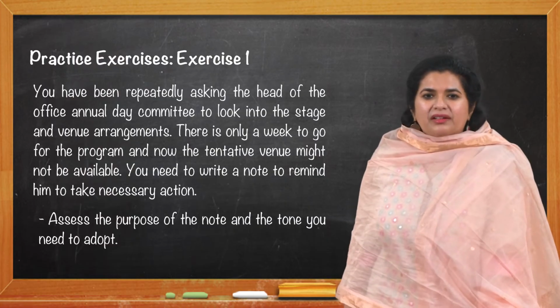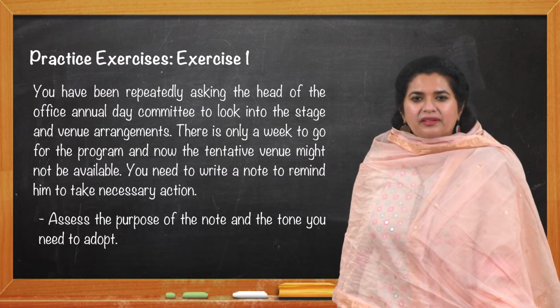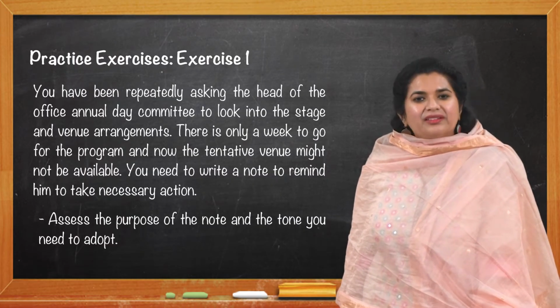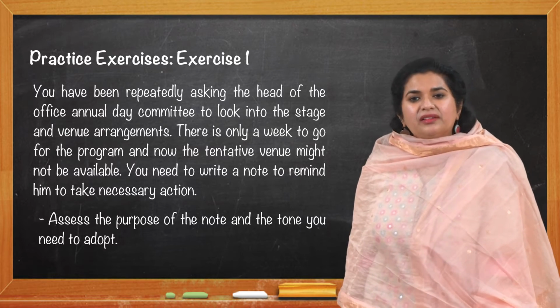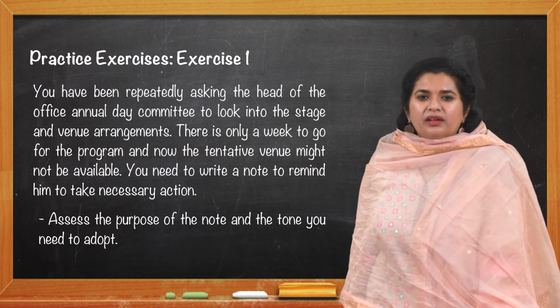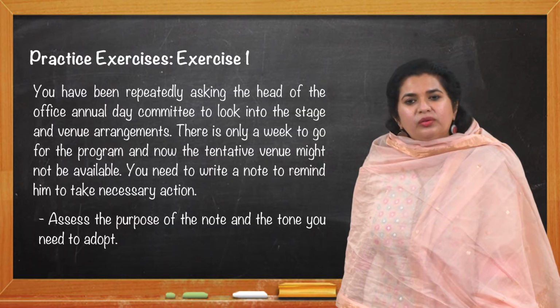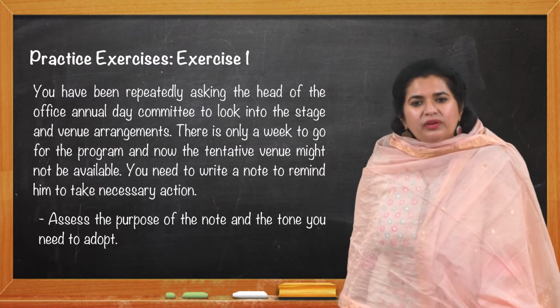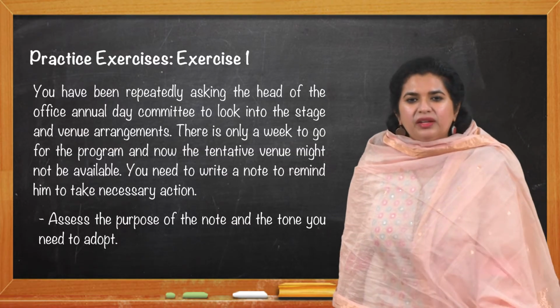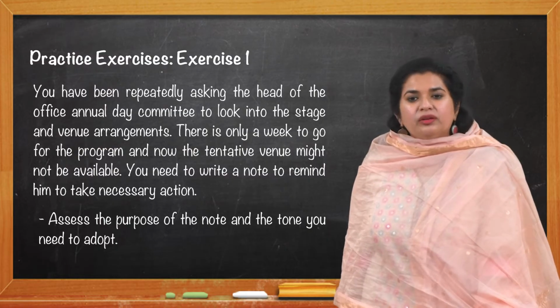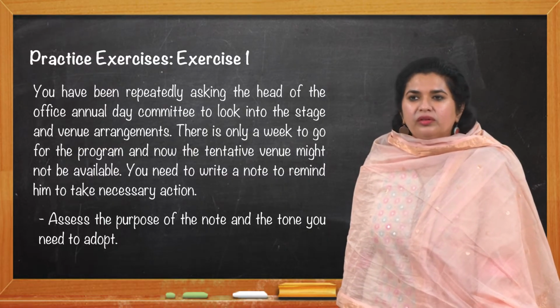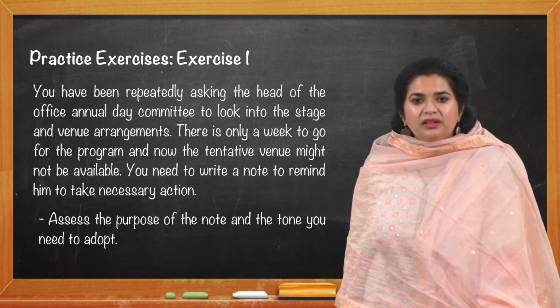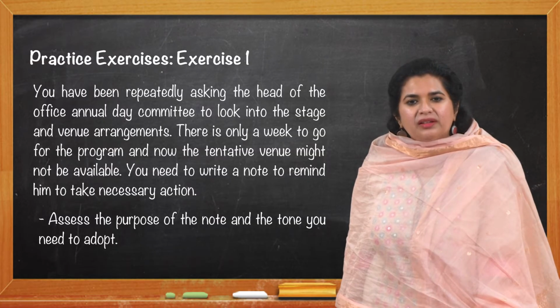Now, here is a practice exercise, exercise 1. Take a look at this. You have been repeatedly asking the head of the office annual day committee to look into the stage and venue arrangements for this purpose. Okay? There is only a week to go for the program and now the tentative venue might not be available. You need to write a note of reminder to that person to take necessary action.